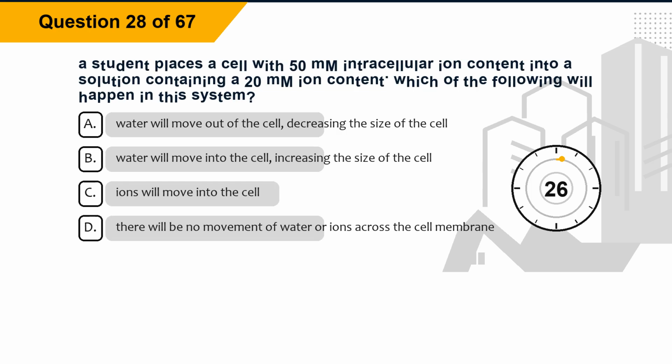Question 28. A student places a cell with 50 mM intracellular ion content into a solution containing a 20 mM ion content. Which of the following will happen in this system? Option A, water will move out of the cell, decreasing the size of the cell. Option B, water will move into the cell, increasing the size of the cell. Option C, ions will move into the cell. Option D, there will be no movement of water or ions across the cell membrane.